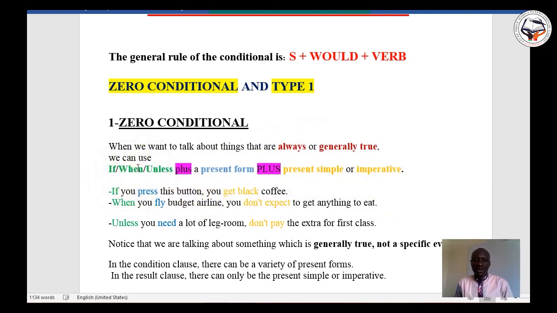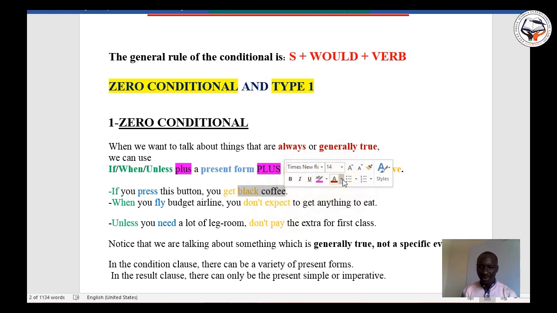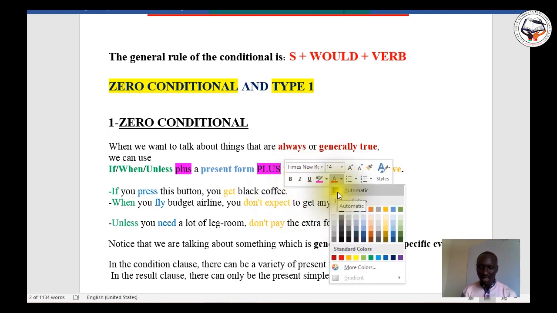If we want to talk about something that is always or generally true, we can use if plus a present form and present simple or imperative, or when plus a present form and present simple or imperative, or unless plus a present form and present simple or imperative. You see, very simple. Let's see some examples. If you press this button, you get black coffee.